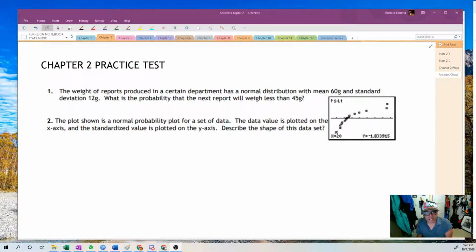We're going to be looking mainly at questions 1 and 2 for this one. So question 1 says the weight of reports produced by a certain department has a normal distribution with a mean of 60 and a standard deviation of 12. So first thing to do is to take a look at what that curve looks like. Actually, let's keep reading this. It says, what's the probability that the next report will weigh less than 95 grams?